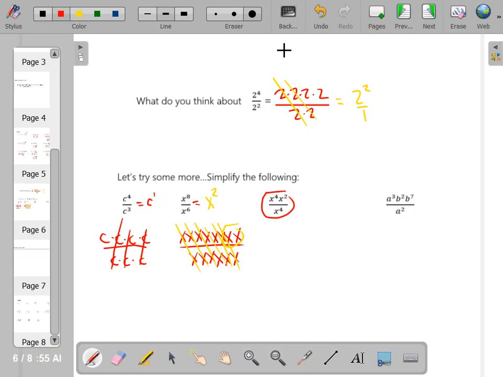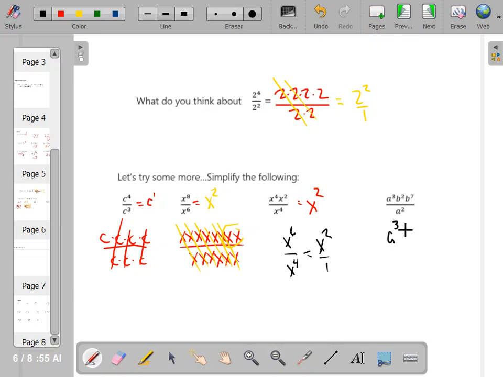Now, if you start to combine rules, you can do this a couple ways. You could just say, oh, the fourths are going to cancel out, and you get x squared. Or you could start to use the rules that we know and say x to the 4th times x squared is x to the 6th. And then I could cross out 4. 4 are going to cancel out, 2 are left in the top. So you get the same answer either way you think about it.